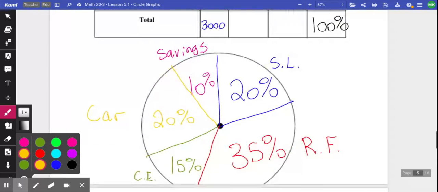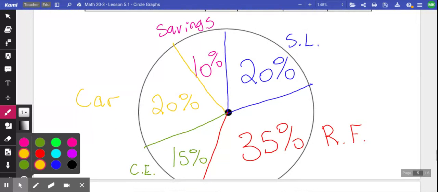Cool. The reason we do circle graphs is it's easy to look at something and know where you're spending your money. If I look at this, it's like, oh, okay, I know I'm not spending very much on savings. I'm spending a lot on my car loans, my student loans, and my rent, especially my rent and food is the biggest one, right? It's easy to see that because the section is broken up.